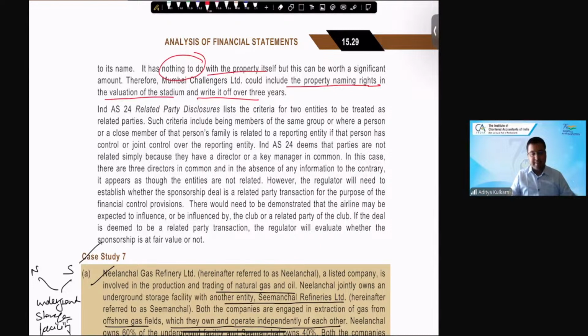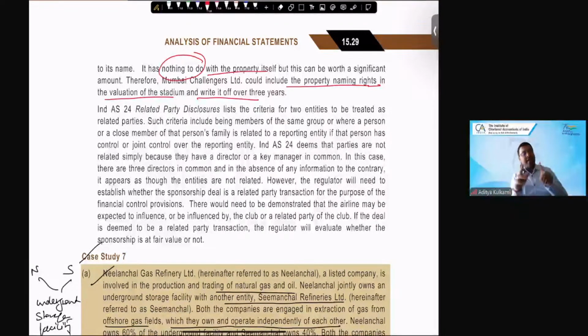Because in this case, what is the obligation that I'm giving? What is the performance obligation I'm fulfilling? I'm giving the right to name a stadium. That is not part of my product offering. As a product, as a club, my job is to ensure that I carry on the activities of constructing stadiums, matches, getting incomes from those matches, and then making money out of the game.